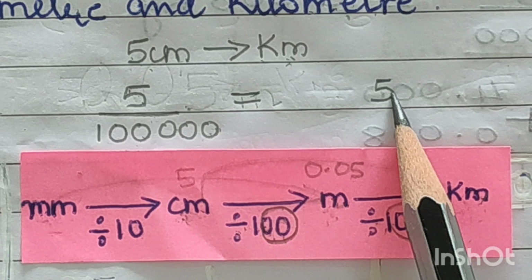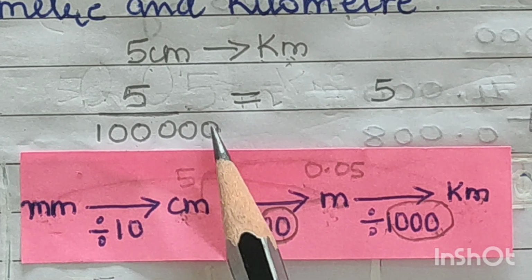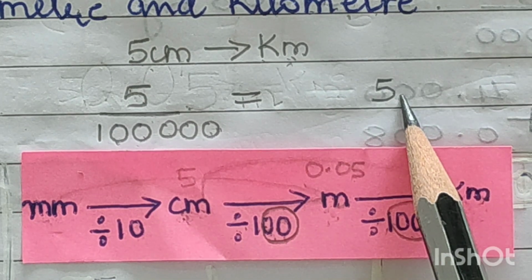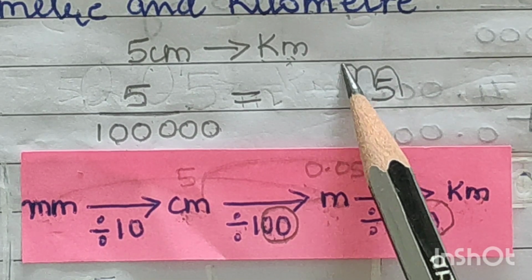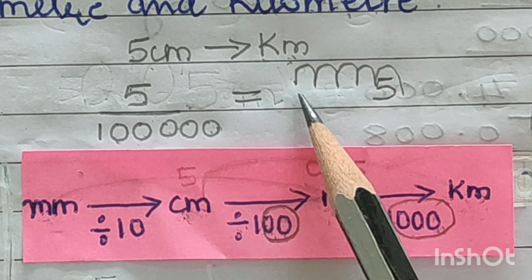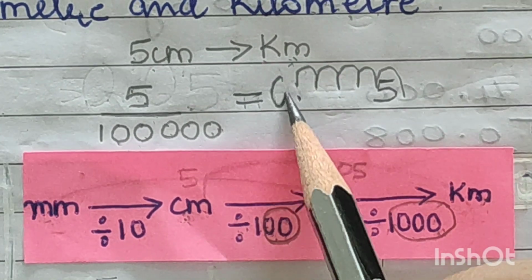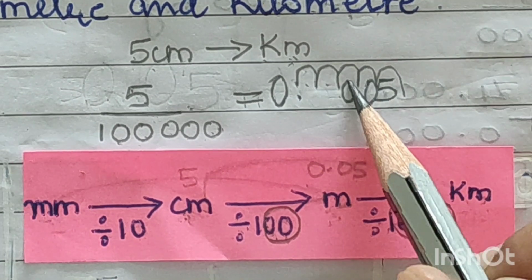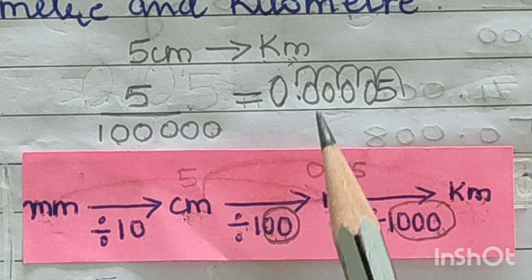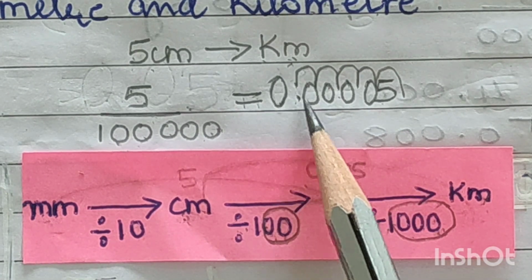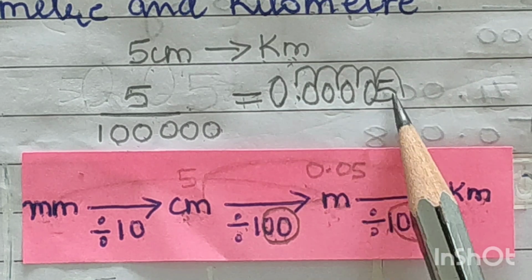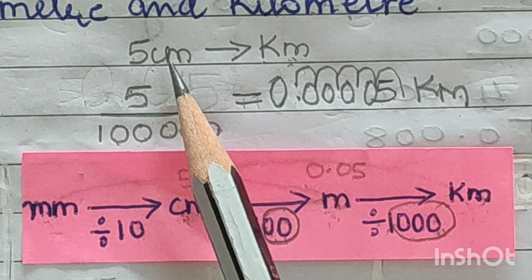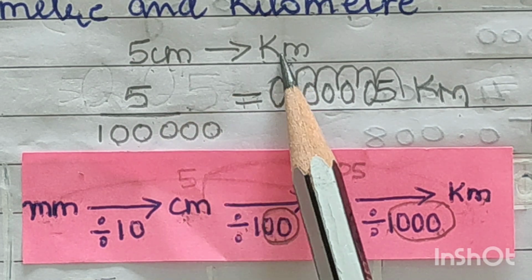So what you do is keep 5 over here. Count 1, 2, 3, 4, 5 zeros. The decimal point is hidden over here. So you say 1, 2, 3, 4, 5. Put a decimal point here and say 0 here. And note, these all are going to be filled by zeros. 1, 2, 3, 4. So now your final answer will be 0.00005 kilometers. This is one way where you have directly converted centimeters to kilometers.